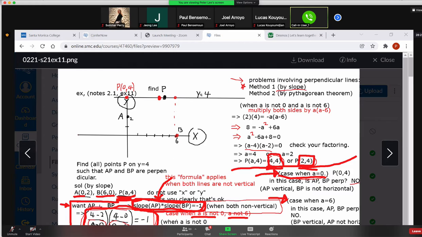So now what I'm going to do is by slope. Let's look at it. Find all points P such that AP and BP are perpendicular. Okay, so now how do you do that?